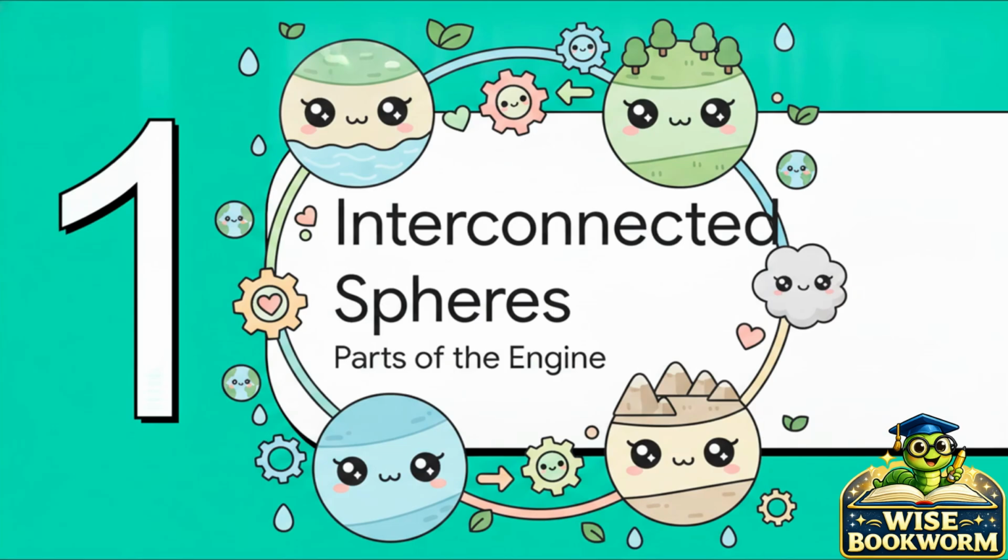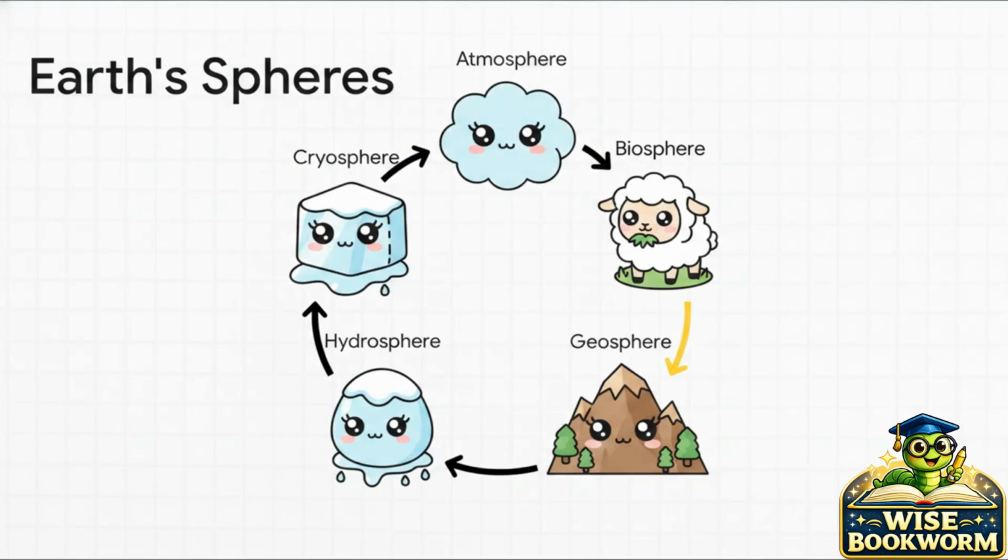Section 1, Earth's interconnected spheres. Basically, the parts of the engine. Let's dive into the foundational pieces that make up our world. So our planet is essentially made up of 5 distinct yet completely intertwined spheres.